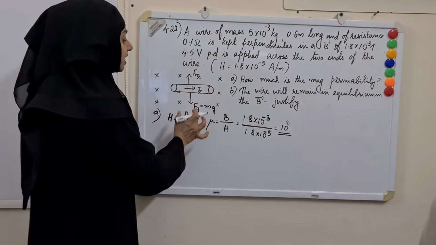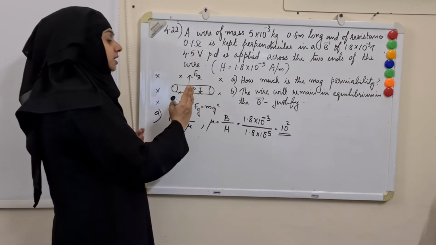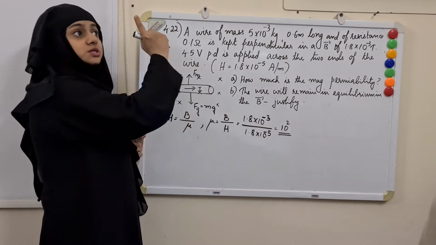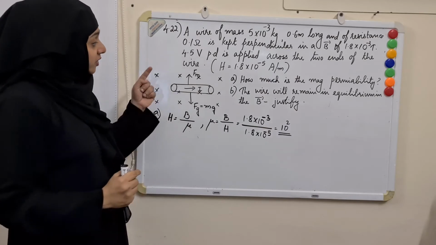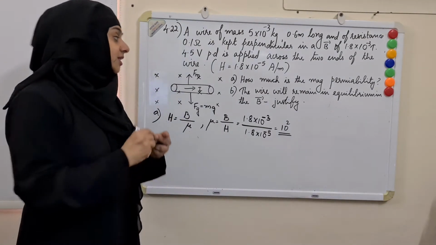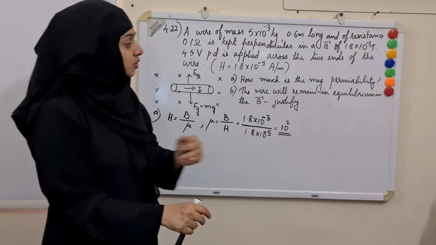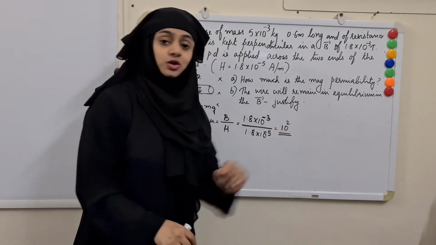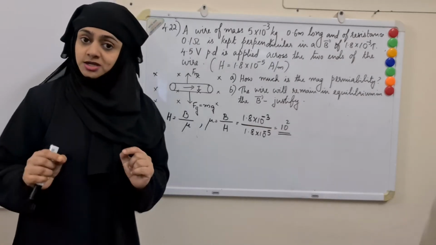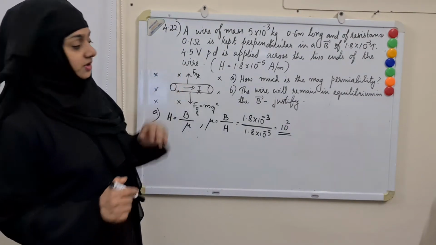So let us find Fg, which is acting downwards, and Fm, that is the force due to the magnetic field, which is directed upwards. If both of them have equal magnitude and opposite direction, the net force becomes 0 and they will stay in equilibrium. So let us justify mathematically by finding the gravitational force and the force due to the magnetic field.